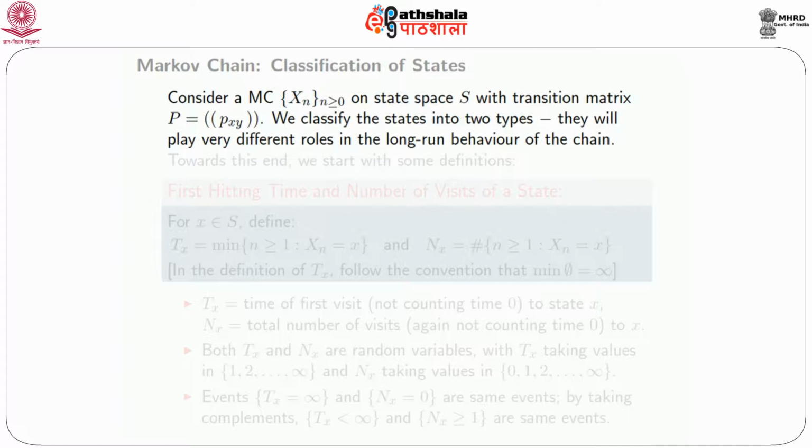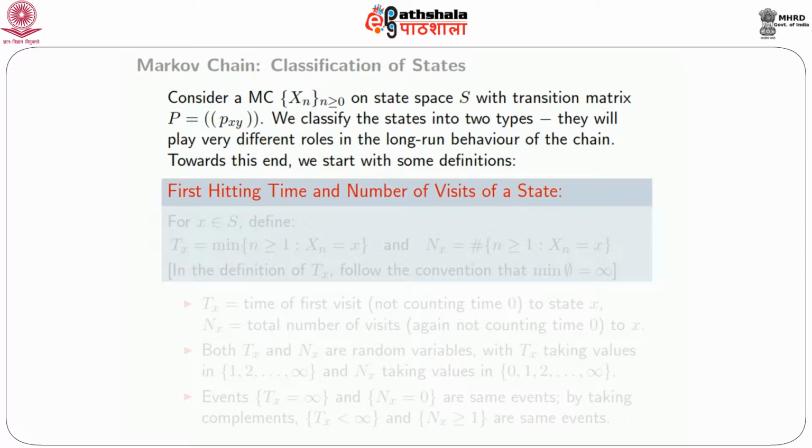As we said, our main interest is in examining the long-term behavior of a chain in general, taking a cue from what we saw for the on and off chain. But it turns out that for that analysis, classification is a very important concept. So consider a Markov chain on state space S with transition matrix P. We're going to classify the states into two types, and they will play very different roles in the long-term behavior of the chain. Towards this end, we start with some definitions. First, hitting time of a state and number of visits of a state.